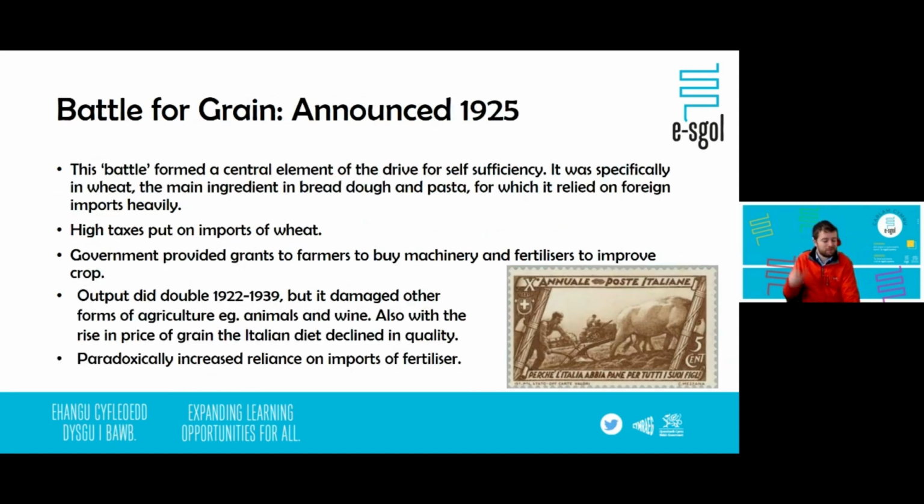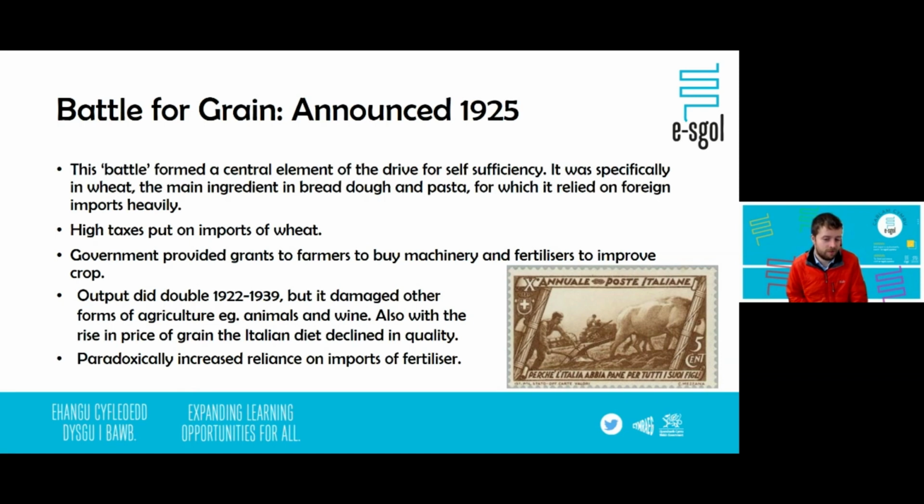Battle for grain. Note the term battle, right? Energy from war. Now this battle formed a central element for the drive of self-sufficiency, you'd say. Specifically in wheat, that main ingredient in pasta, bread dough, etc. They originally relied heavily on foreign imports of wheat. So he put high taxes on it to stop people trying to buy it from abroad. He provided grants to farmers to buy machinery and fertilizers to improve the crops. And output between 1922 and 1939 doubled.